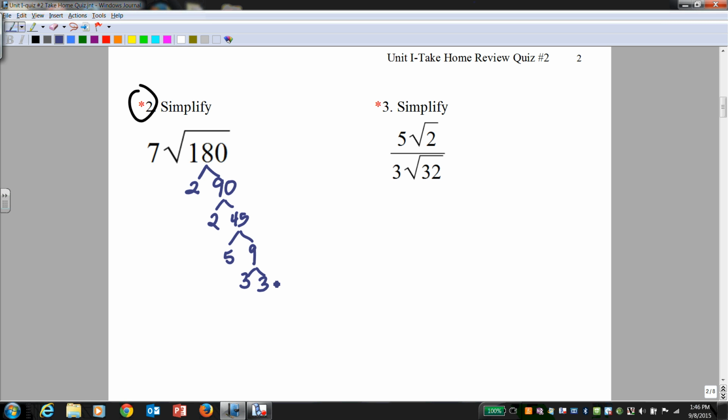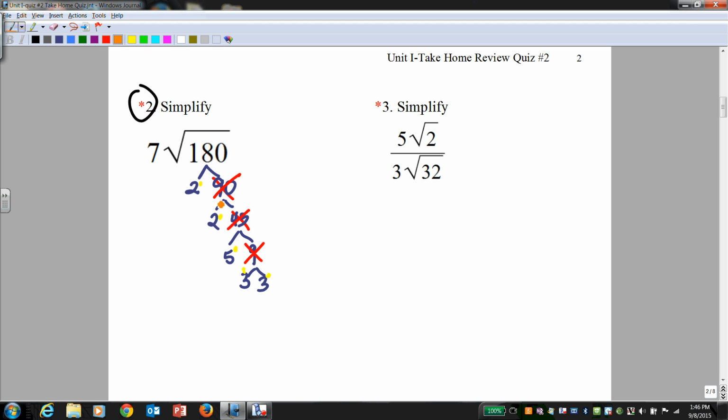Now, you want to keep your eyes focused on the leaves. The leaves would be the ones right at the end. They're the prime numbers right at the end. You do not want to be looking at the branches. Do you understand what I mean by the difference? 90 is a branch, 45 is a branch, and this 9 here is a branch. You don't look at the branches, you look at the leaves.